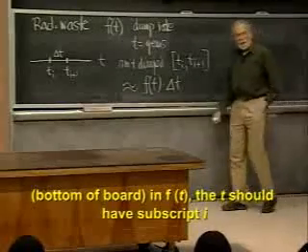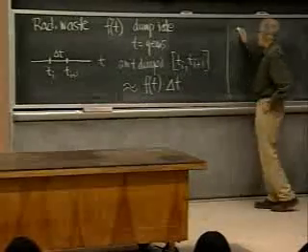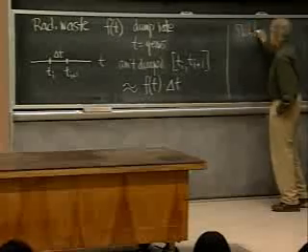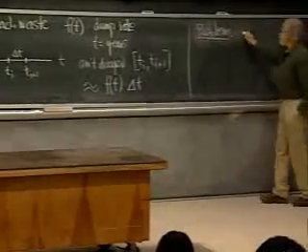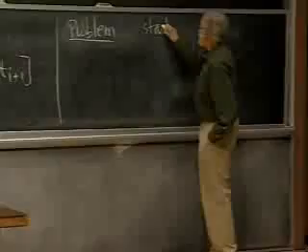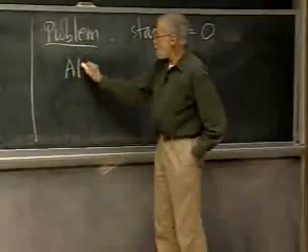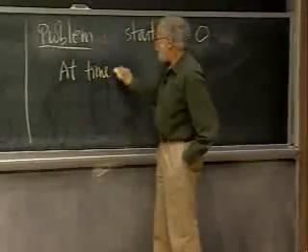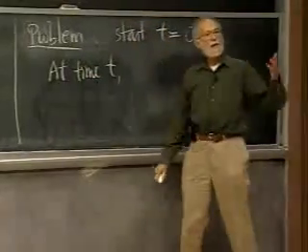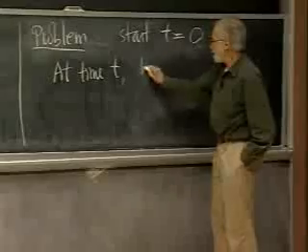Okay, now here's my problem. You start dumping at time t equals 0. At time t, how much radioactive waste is in the pile?